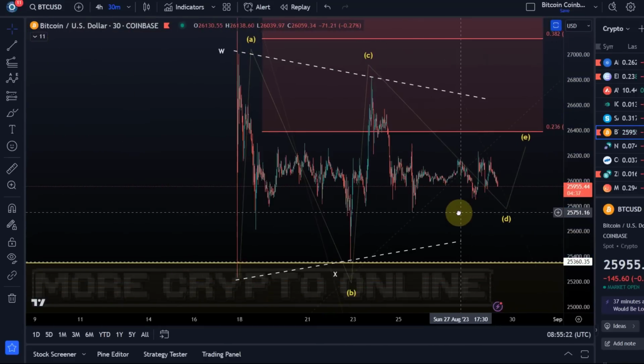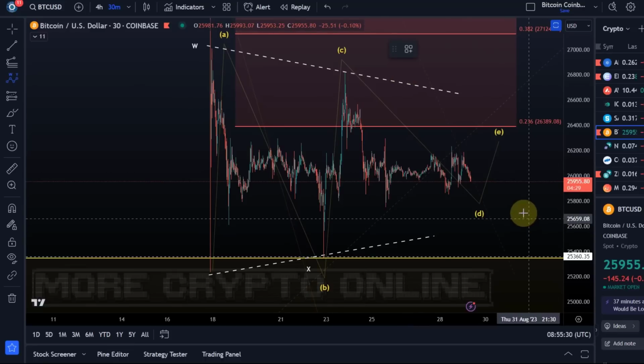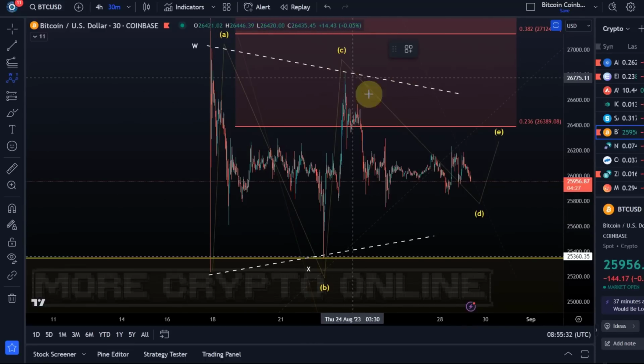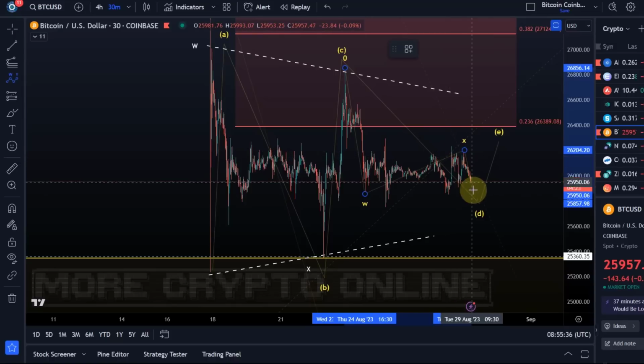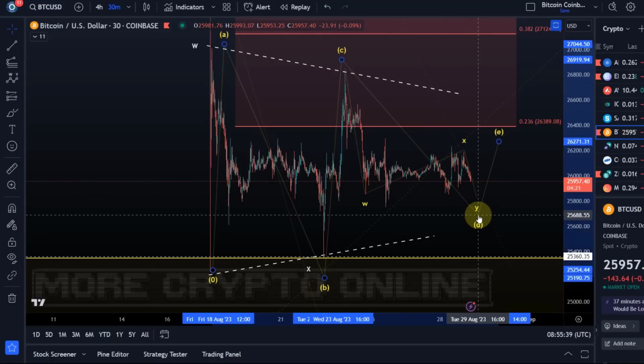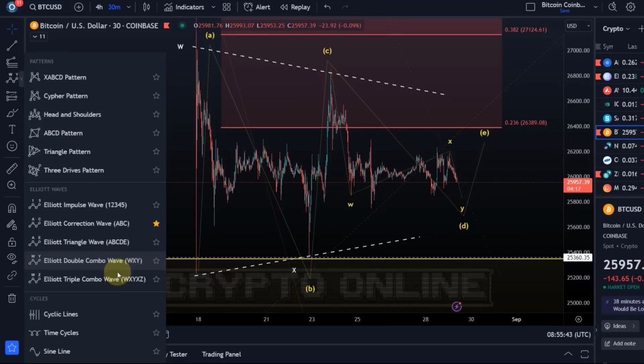I think I shared that with you in the last video. Again, they are just structures to track, just to understand that this triangle could still extend further. For example, the D wave would be a WXY structure, and I shared that count with you yesterday, and the X wave would be the triangle.